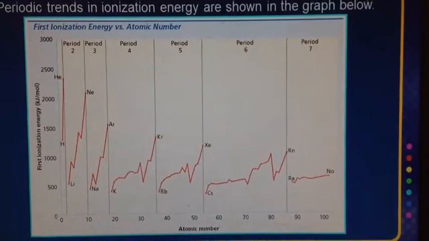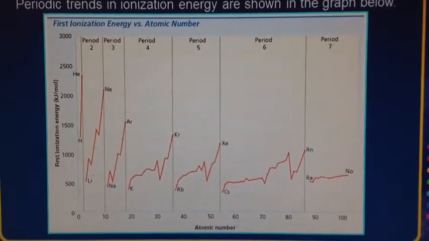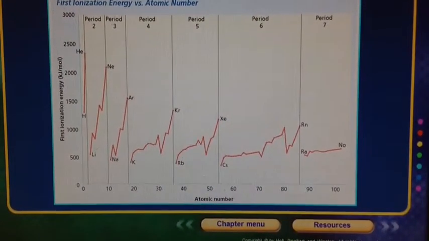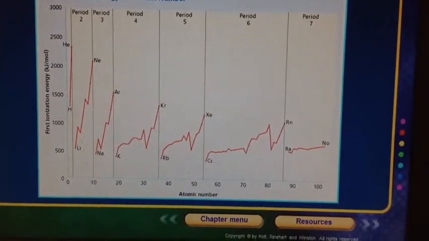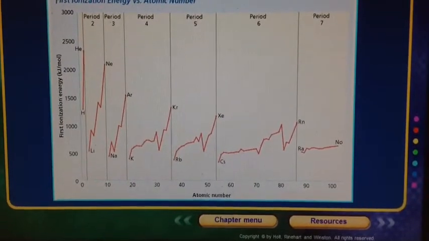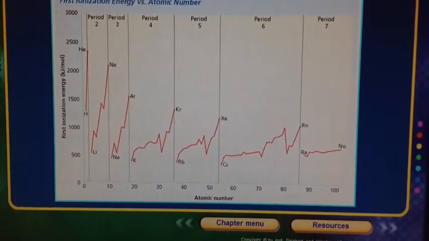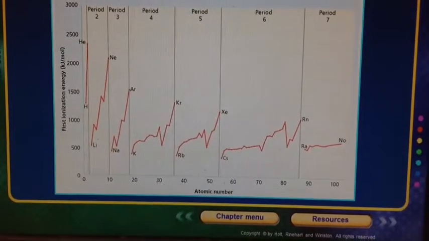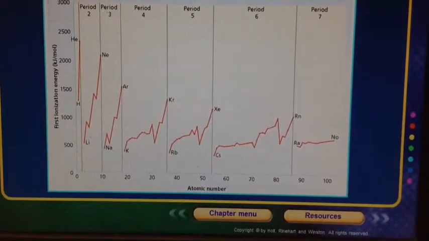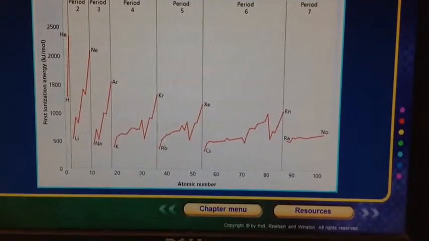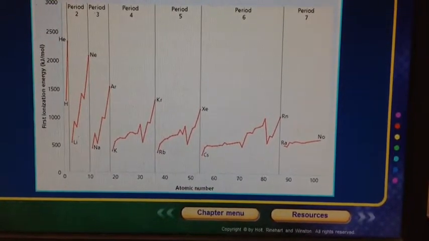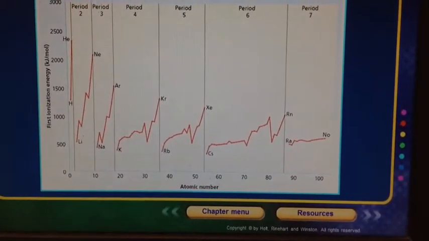So here is a chart of the first ionization energy versus the atomic number on the periodic table. You notice that lithium is in group 1, period 2. Compare that to neon, which is the noble gas within the same period.